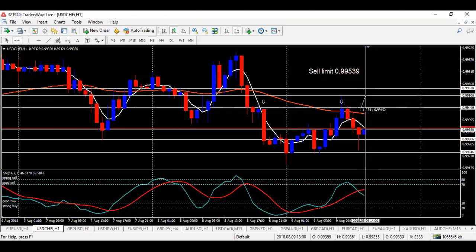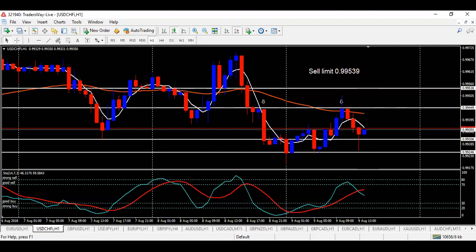Maybe it is Austin Gus. 5 pip drawdown. Right, remember, bullish, bearish, lower low.